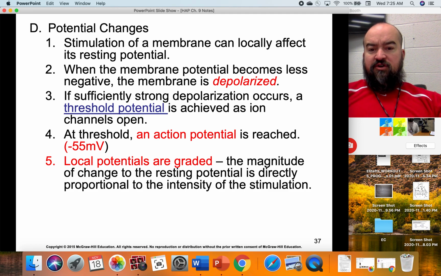When stimulation occurs, the membrane becomes depolarized. So again, at rest, it's polarized at that negative 70. As it's becoming depolarized by the action of those neurotransmitters that are excitatory, it drives that potential up in a positive direction from negative 70 to negative 55, which is the threshold potential. Once it hits negative 55 millivolts, then it's going to fire an action potential.